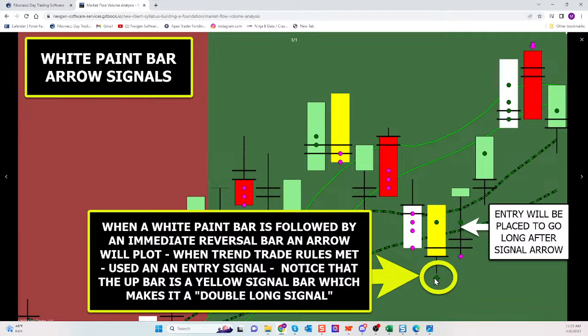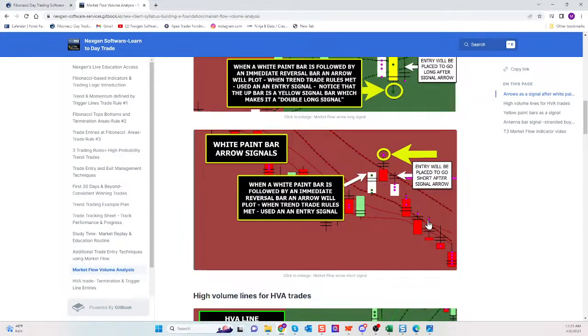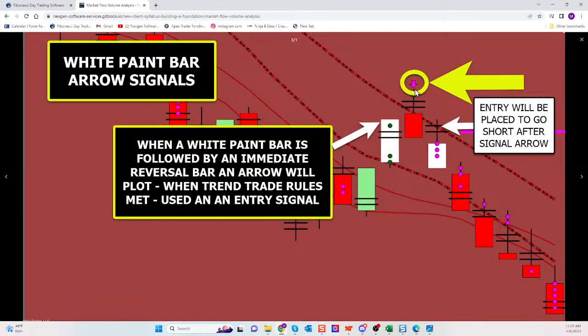A green arrow for a long, a magenta arrow for a short. But buyer beware. There's a cost of confirmation. If the area is right here, you don't get confirmation until sometimes 5 or 6 ticks above, which means that there's a cost associated with confirmation.